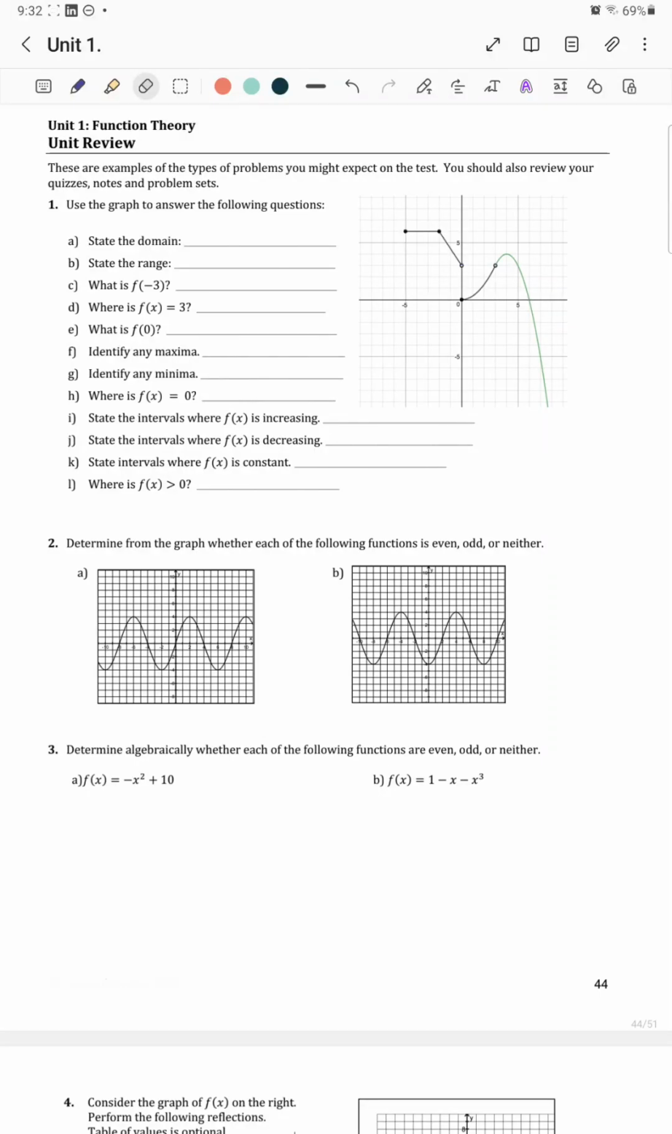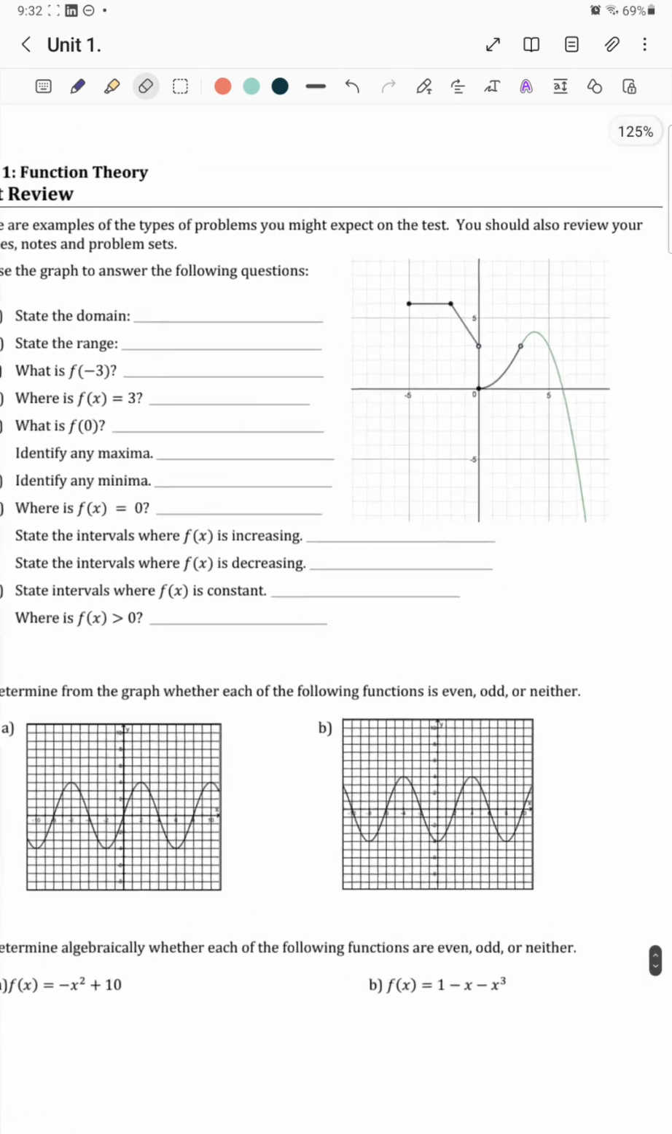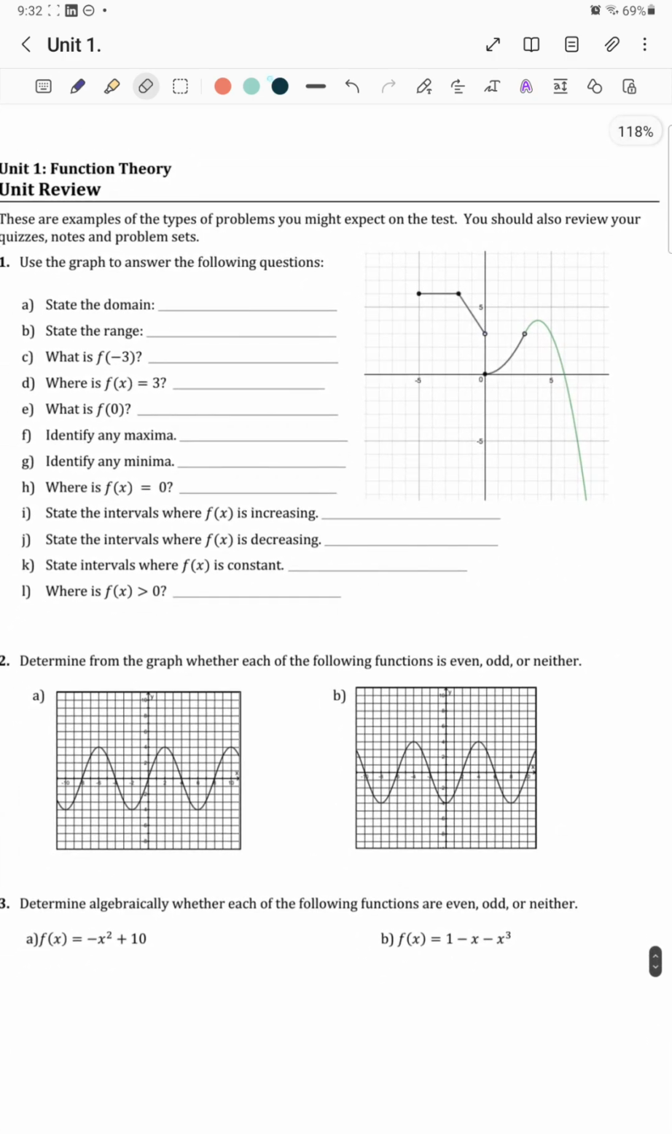Now we are going to revise all the problems that we have learned in the function theory. Use the graph to answer the following questions. State the domain. So we know domain are the x values. Okay, so the domain is starting from -5 and the point is included. Moving towards 1, 2 and 3, the point is not included, and then 3 towards positive infinity.